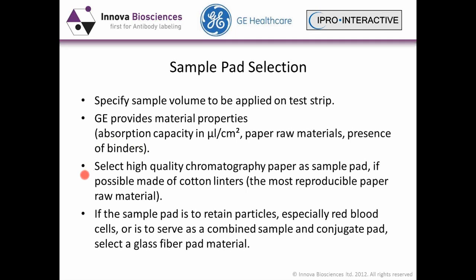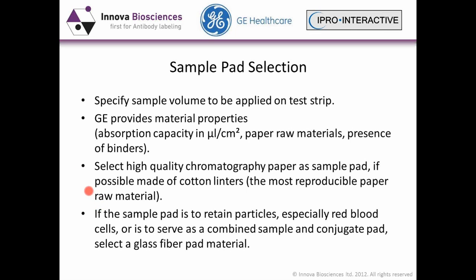The general advice is select high-quality chromatography papers as sample pads. Select cotton linters papers. Cotton linters is a very reproducible raw material for pads, whereas wood pulp may come from this wood today and from another tree tomorrow, and this can lead to difficulties in reproducibility of the sample pad properties.